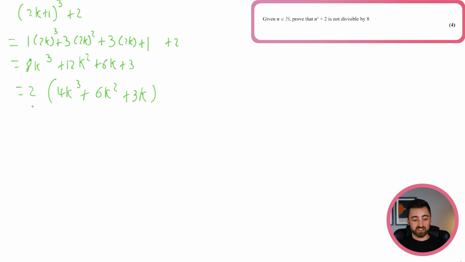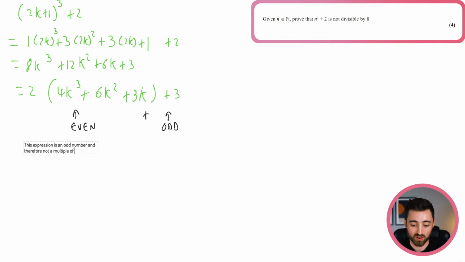So no matter what this is, this whole thing's going to be even, and then I've got a 3 chilling on the end. So here's the thing. I've got even plus odd. Well, what's that going to be? That's going to be an odd number, isn't it? So this whole thing here, this expression, is an odd number. Can an odd number be a multiple of 8? No. So it's an odd number, and therefore not a multiple of 8.